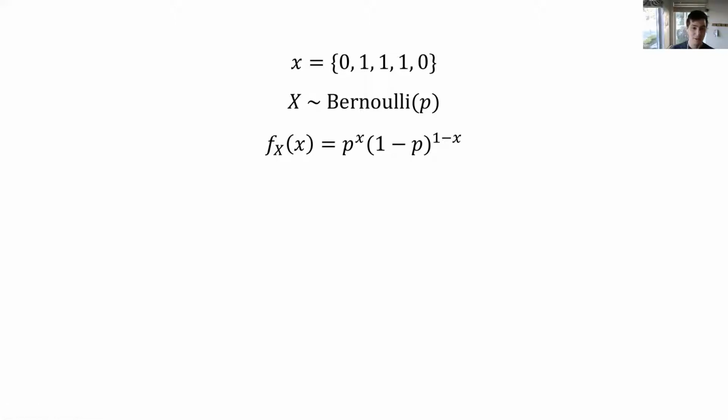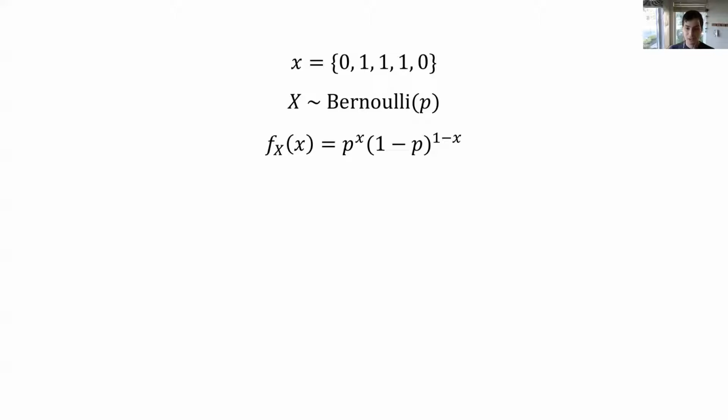So the probability of the outcome being 1 is 0.5, and the probability of the outcome being 0 is 0.5. If these are our 5 data points, then the likelihood for p equals 0.5 is 0.5 times 0.5 times 0.5 times 0.5 times 0.5. It's 0.5 to the 5th because we have 5 data points, which is 0.03125.